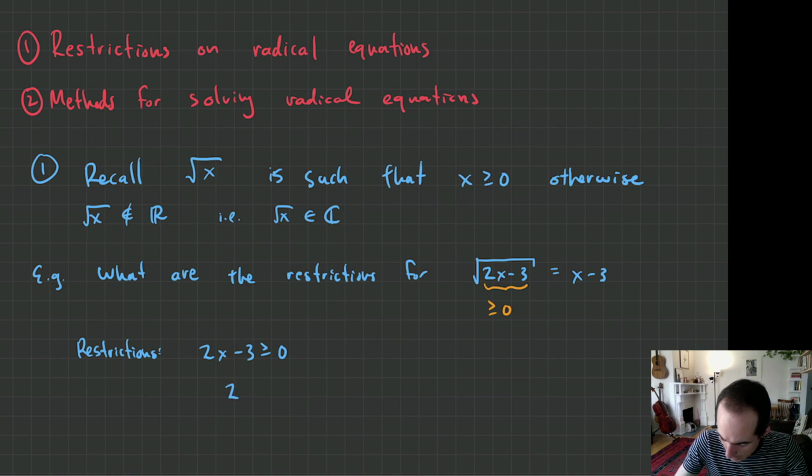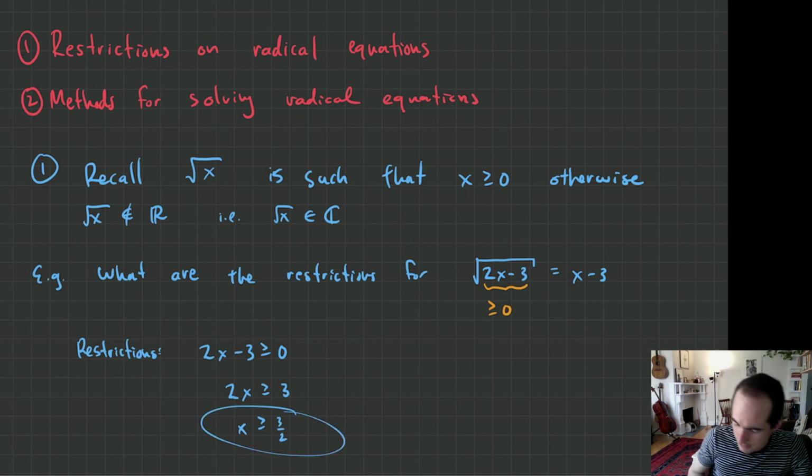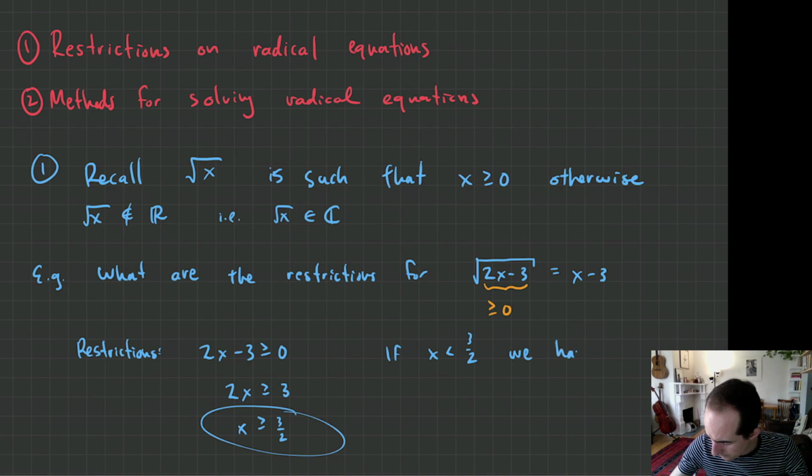So here we'll do 2x is greater than or equal to 3, and we'll divide both sides by positive 2. And we'll get x is greater than or equal to 3 over 2. So that is the restriction on x. If x is less than 3 over 2, we have a problem. It's a lot like non-permissible values. You could think of any value of x less than 3 over 2 as a non-permissible value.